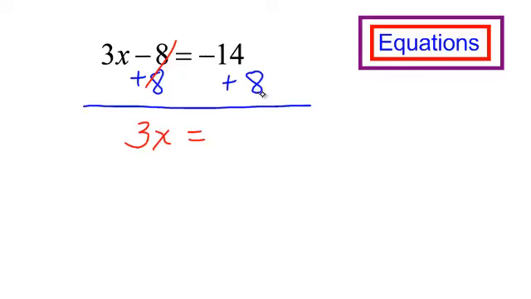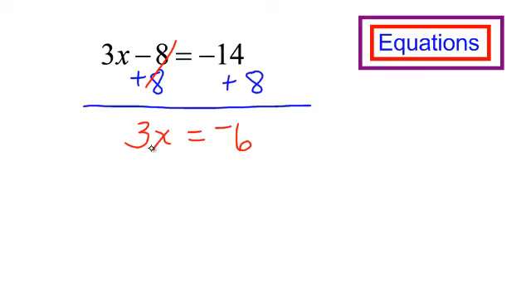Now say that in your head. A negative 14, a positive 8. You will subtract, and I will get 6. And will it be positive or negative? My largest number is negative, so I will have a negative 6. Am I done? Is x by itself? No. It is being multiplied by 3.